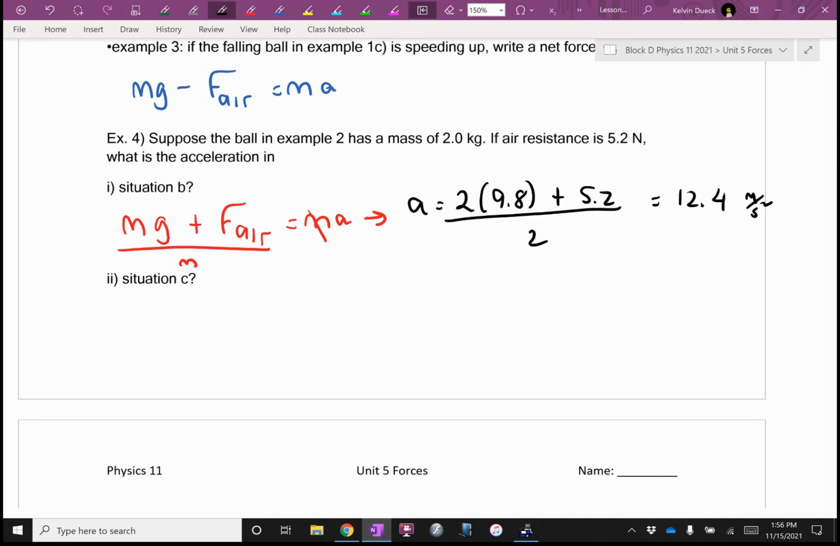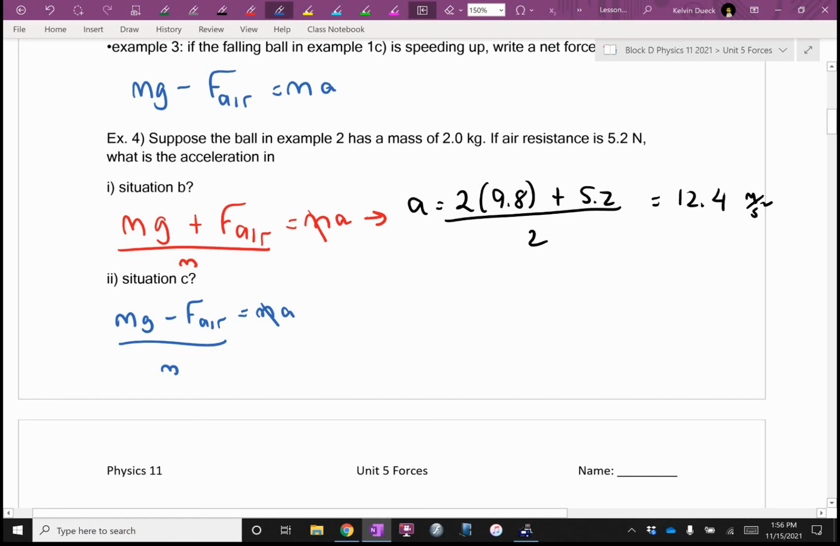Situation C. Lena, in situation C, who's winning? Who's losing? We do have one this time, I think, because there's an arrow pointing in the opposite direction. Okay, so what is it? mg minus F air, is that right? Equals ma? How would I get the a by itself? Newton's theorem?